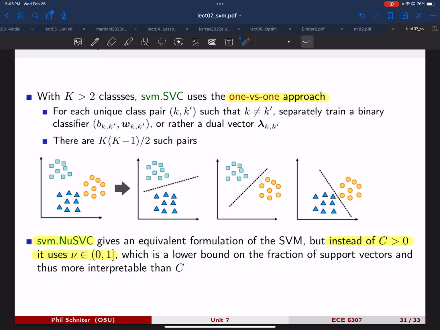So whichever you decide to use, the nu SVC or the regular one, you should get the same result more or less. It's just a matter of tuning it is a little bit different. And you might actually have a guess for how to start based on the fraction of support vectors. You can sort of build your grid search around that.